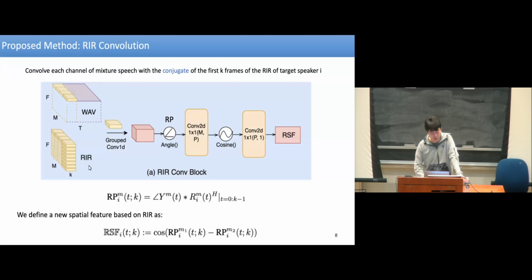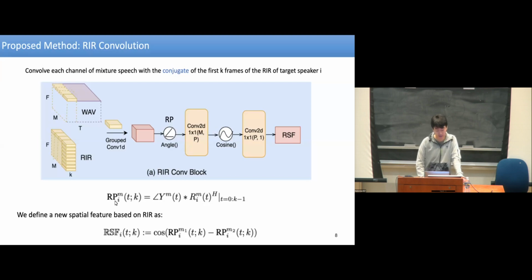After this convolution, we have a new tensor. I also need to mention that because all of this is done in the STFT domain, these tensors are complex tensors instead of real numbers. So we have a new complex tensor whose shape is still f times m times t, because the convolution is done only on the time axis. Here we further take the angle of it, which is equivalent to taking the phase of a complex number. We call this RP, which stands for the room impulse response based phase.